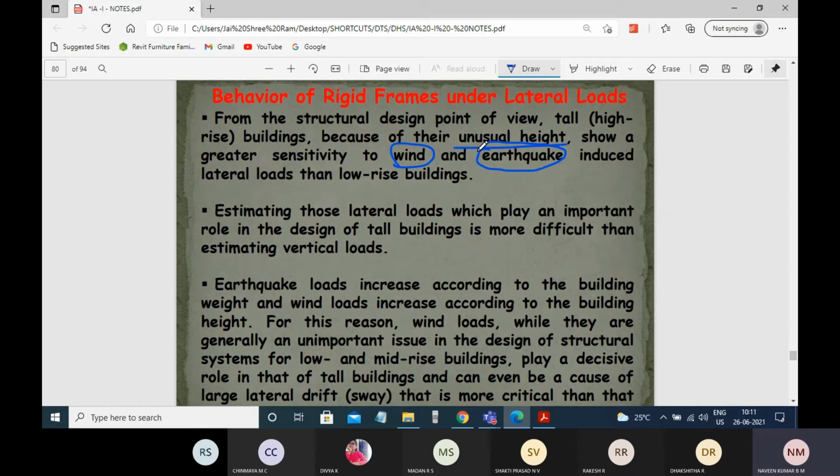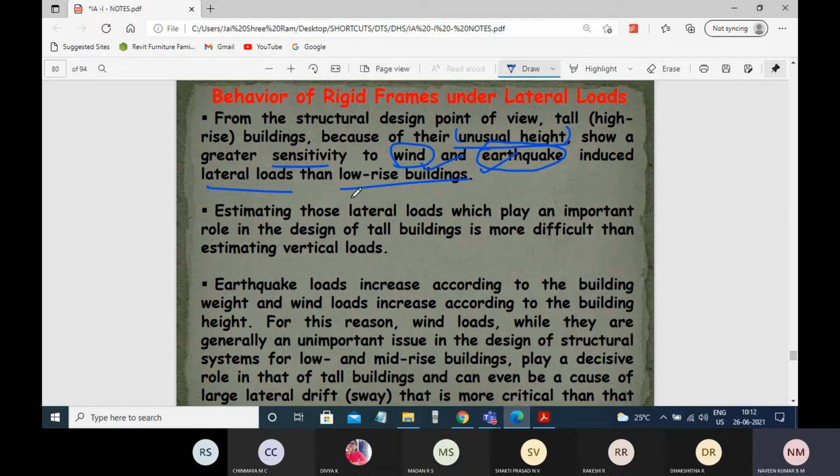Usually for the lower floors, only gravity load is considered. If you are constructing a G+4 or G+5 building, considering only dead load and live load is more than enough. Whereas in the case of tall buildings, which have a higher height, because they are so sensitive to wind as well as earthquake, you need to design for these two lateral forces, right? These are induced as lateral loads more than in the lower rise buildings.